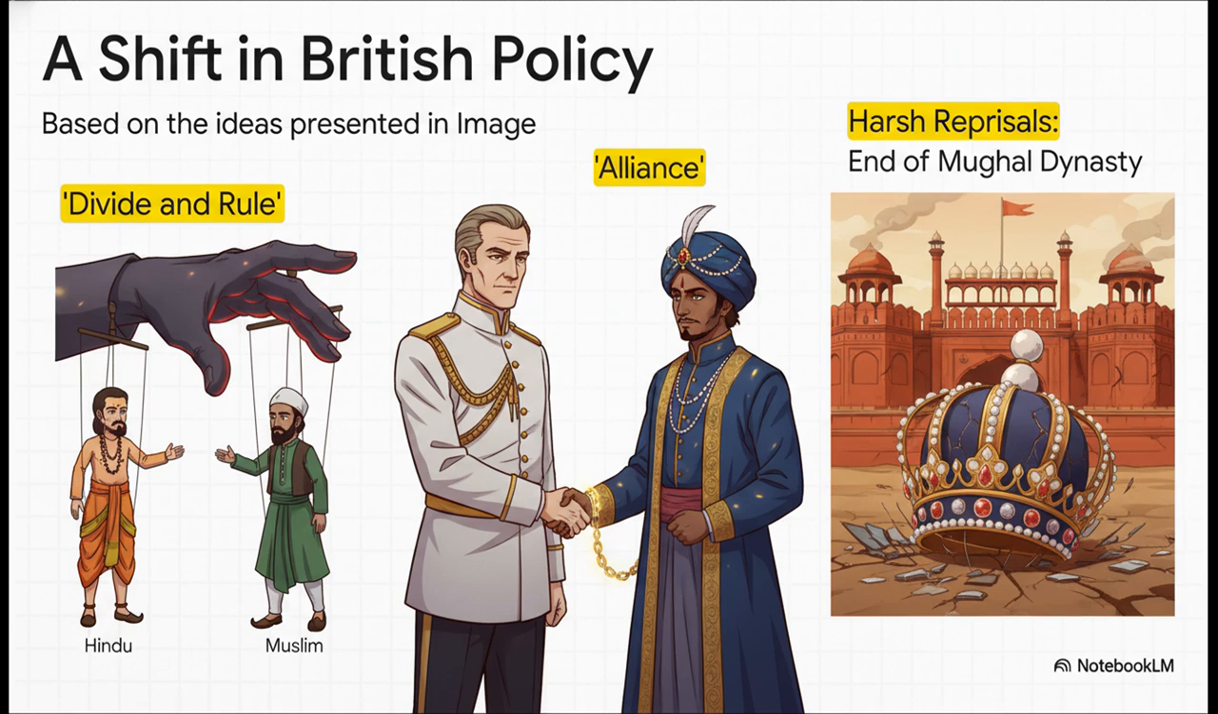And you can see the whole British strategy shift. No more grabbing land, at least not in the same way. But, and this is so important for what comes later, they doubled down on their divide and rule policy. They deliberately played on religious and caste tensions to make sure Indians would never unite against them like that again. And for good measure, they exiled the last Mughal emperor, ending the dynasty for good.